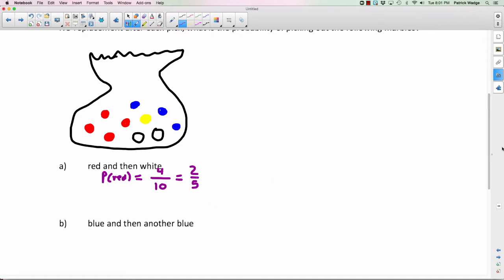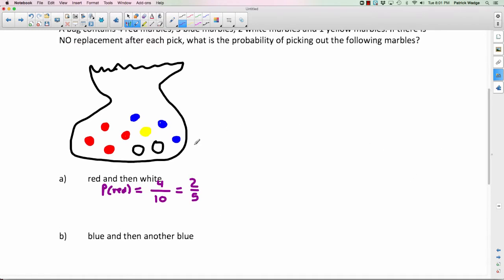The next thing we have to figure out is the probability of pulling out a white one. But hold on a second. Remember what we just said? We want to know the probability of getting red first, not replacing it, and then white. So you have to think, if I reached in here and did pick out a red, it doesn't matter which one you pick, but pick one of them.